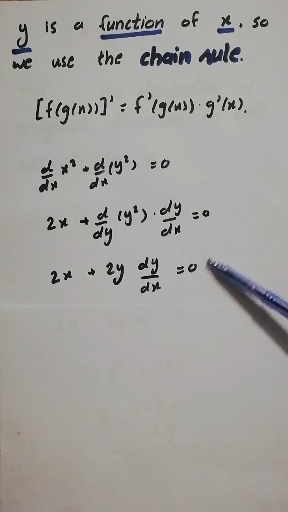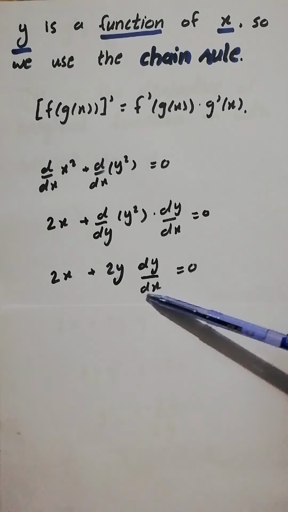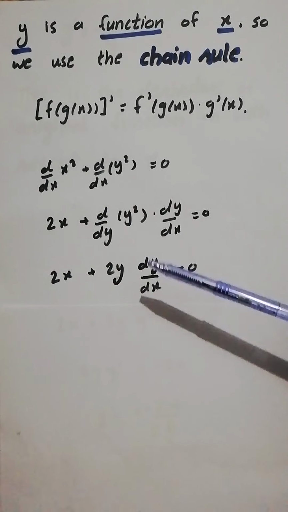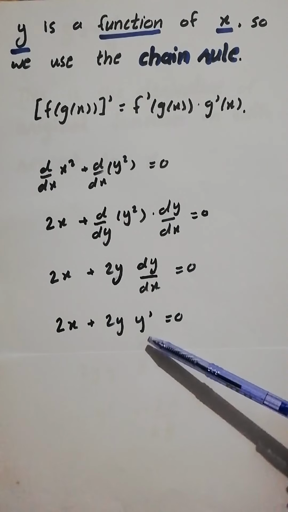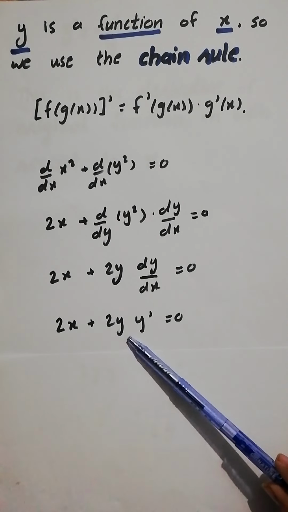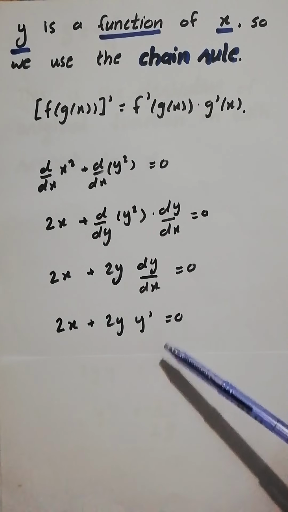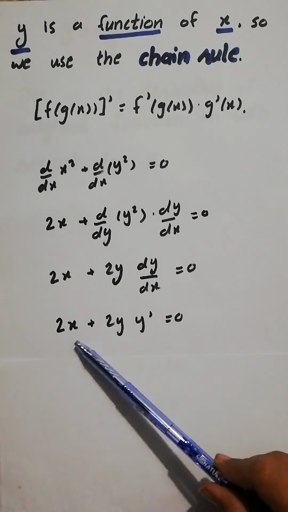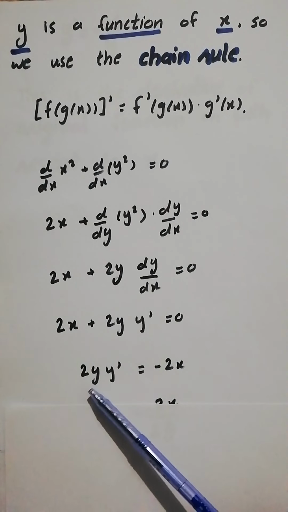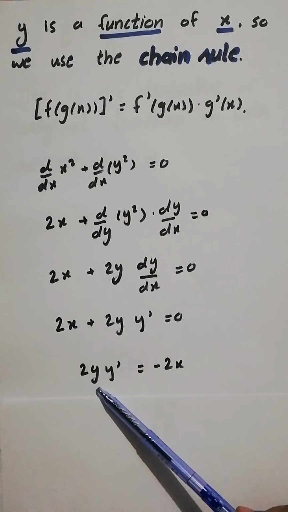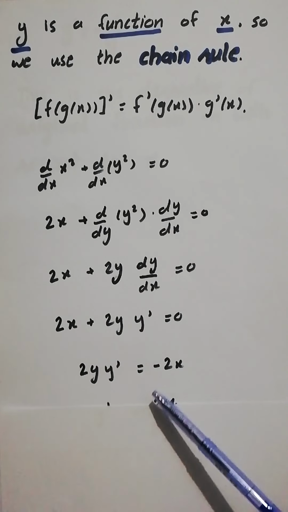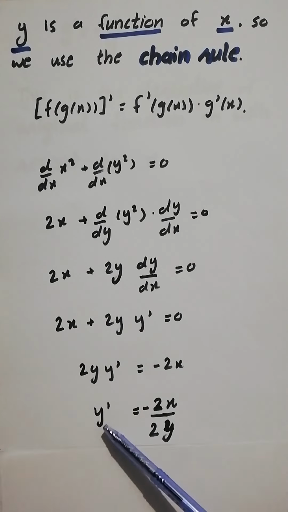Now we are left with dy by dx, which is the question. We want to find the derivative of y with respect to x. So we can also write dy by dx as y prime. It will become 2x plus 2y y prime is equal to 0. Now we will subtract 2x from both sides. It will become 2y y prime is equal to minus 2x, and then we will divide by 2y on both sides. It will become y prime is equal to minus 2x divided by 2y.